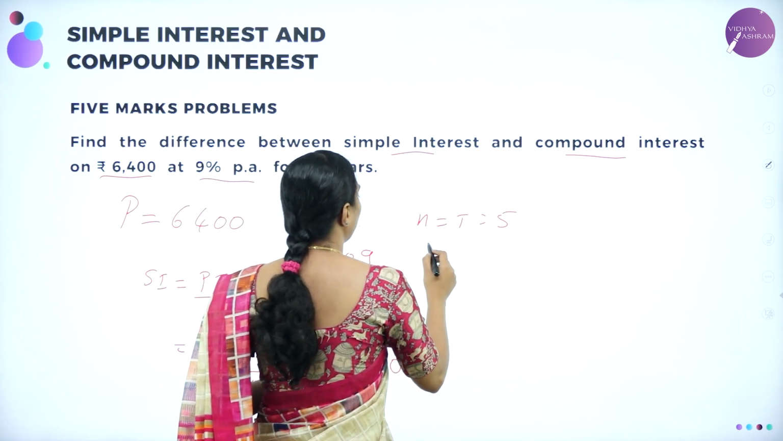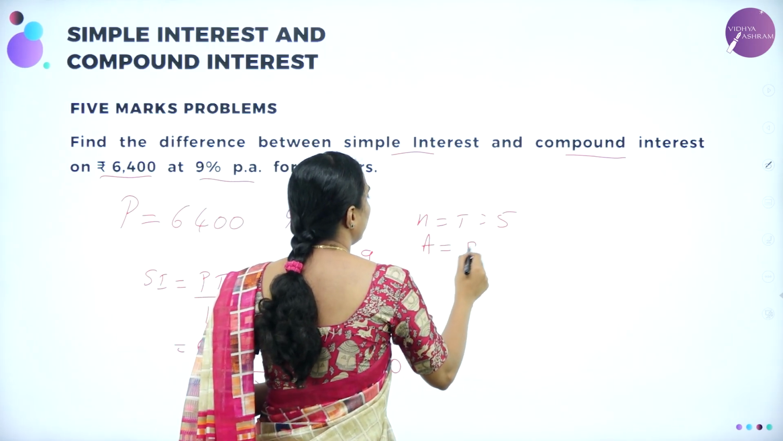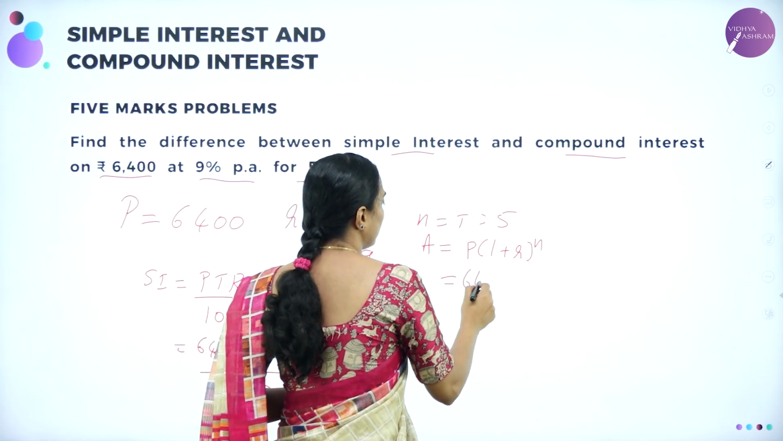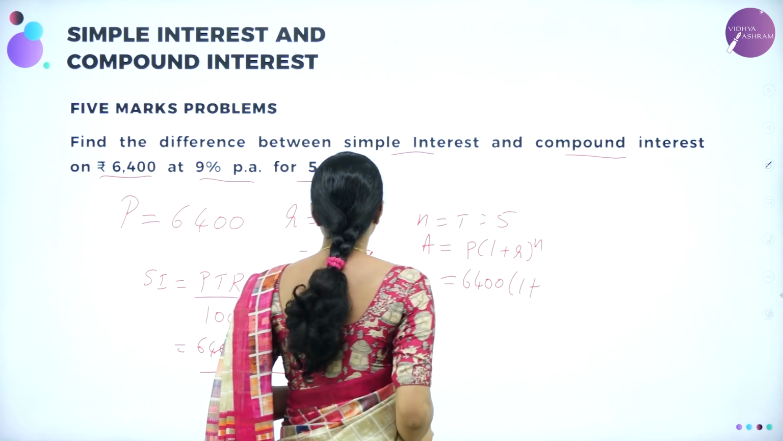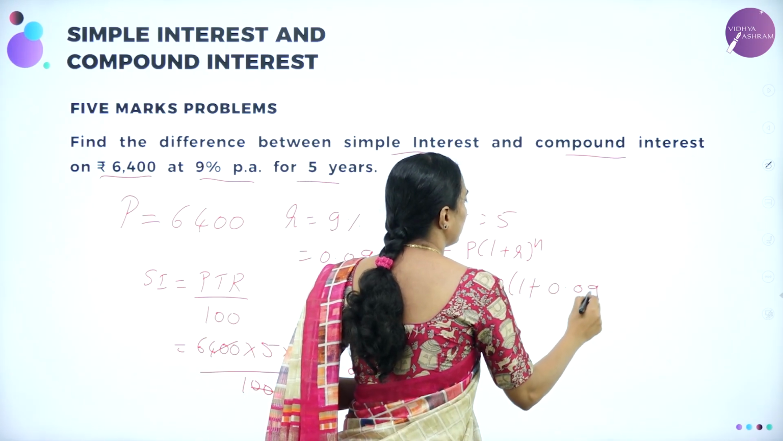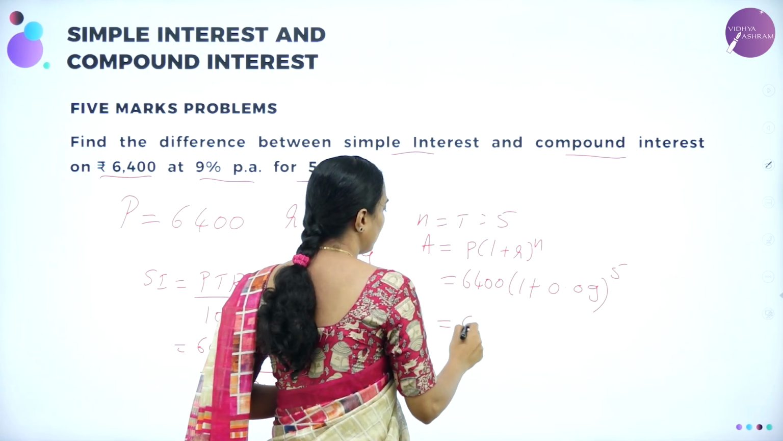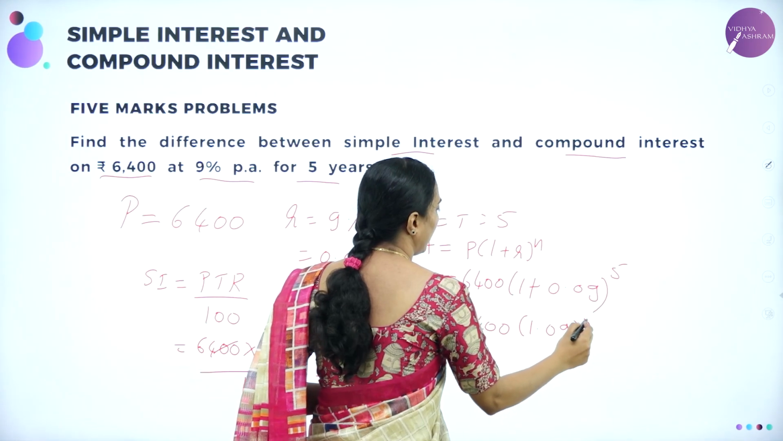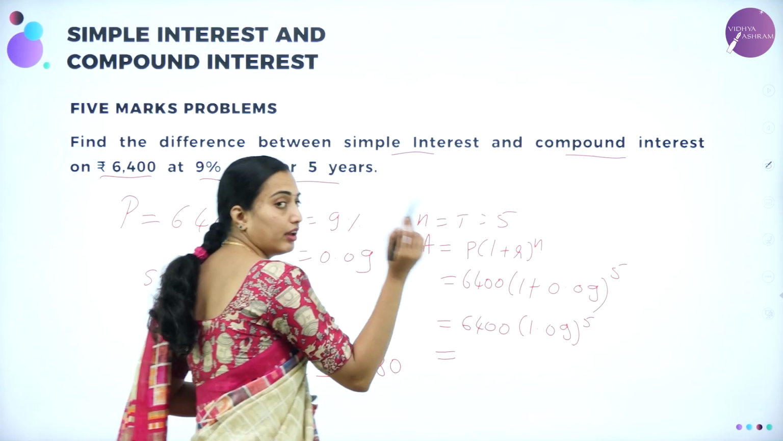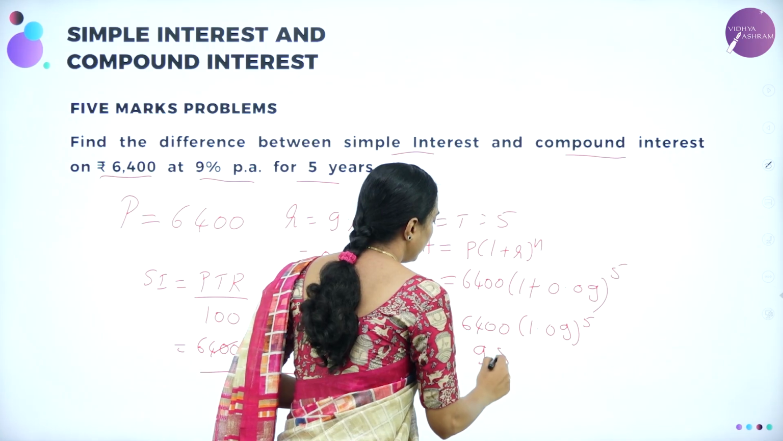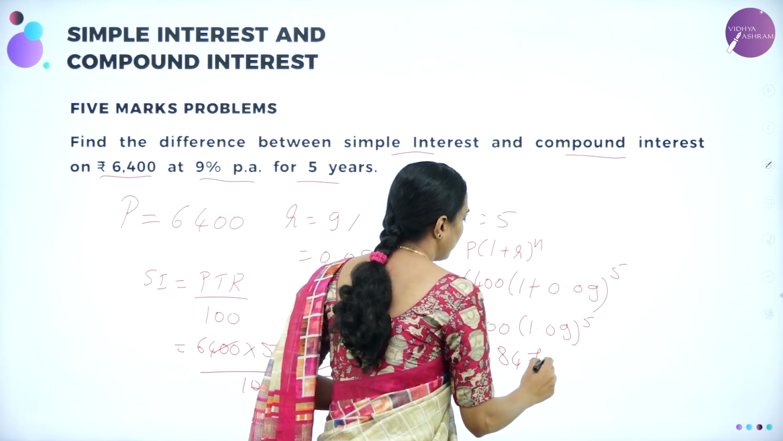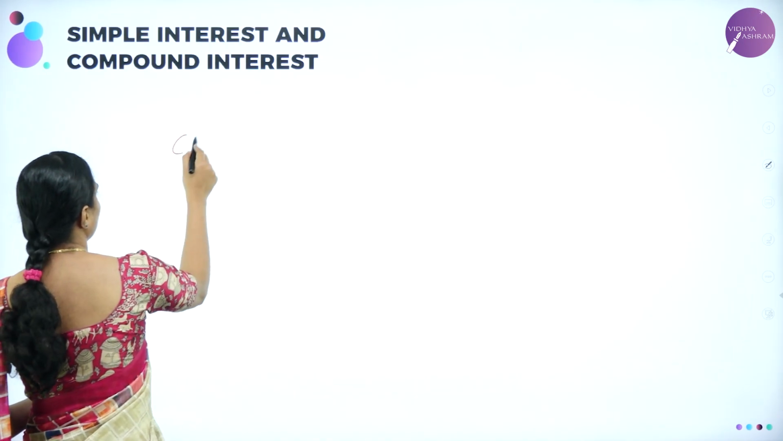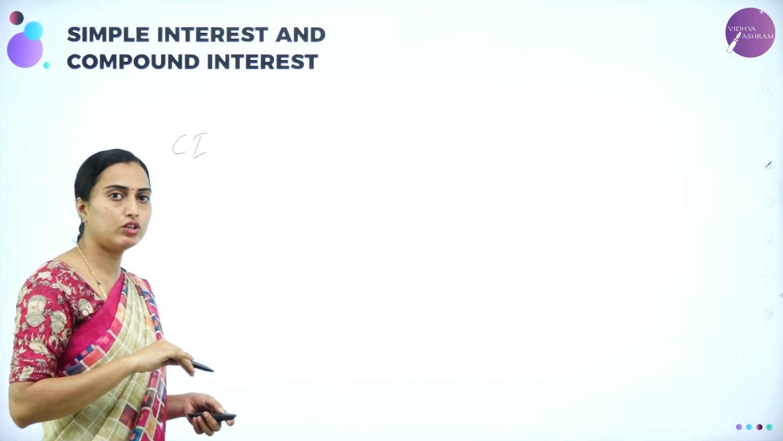Let me calculate the compound interest. For that, I want P into 1 plus R to the power of n, which will be 6,400 into 1 plus R, which is nothing but 0.09, to the power of n, which is 5, which will be equal to 6,400 into 1.09 to the power of 5, which is equal to 9,847.19328. Okay. Now they have asked you to find out the compound interest.